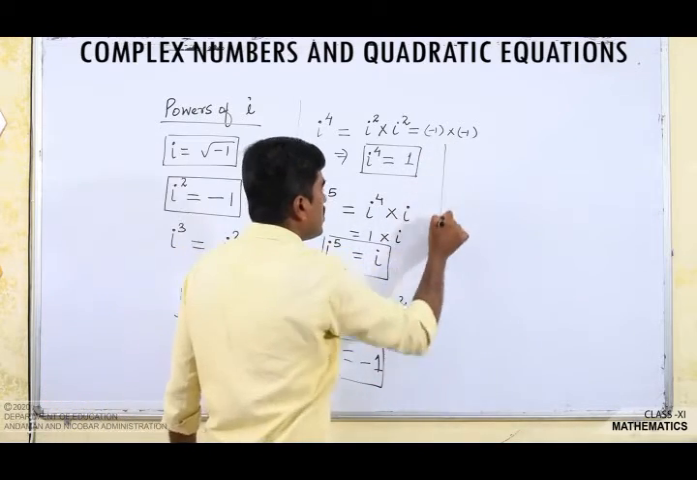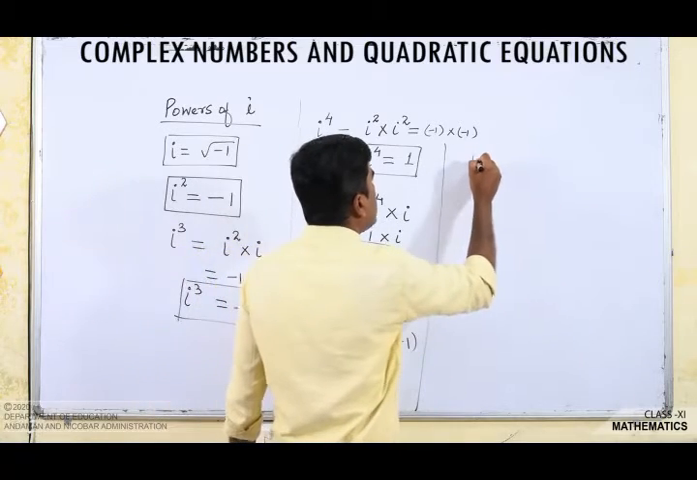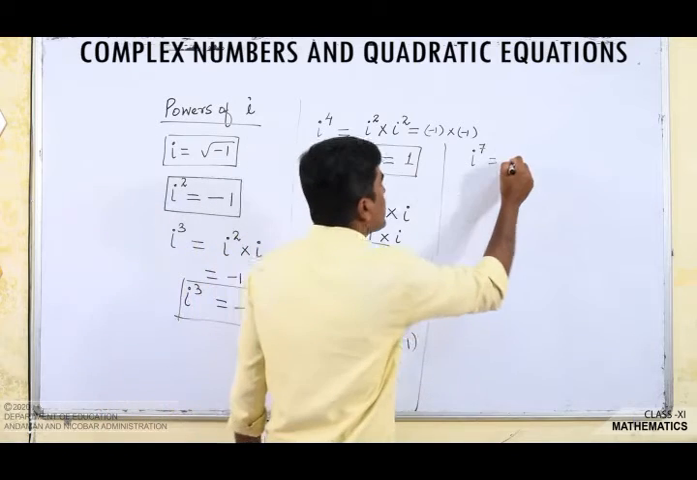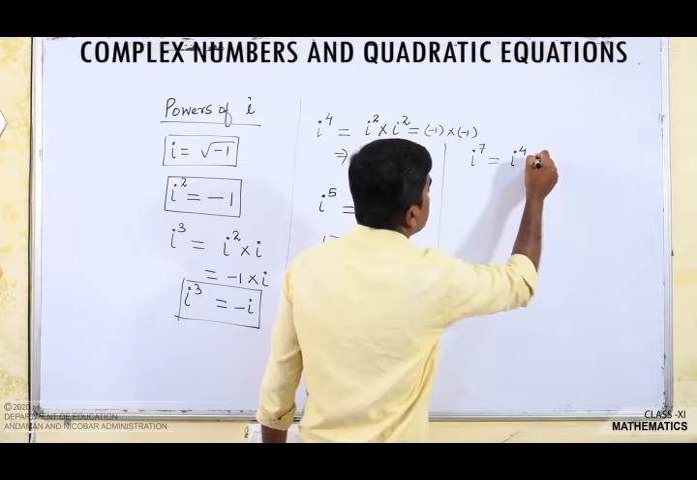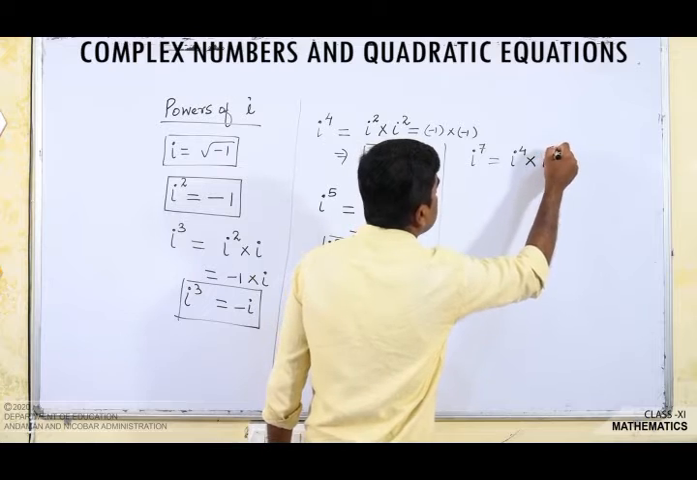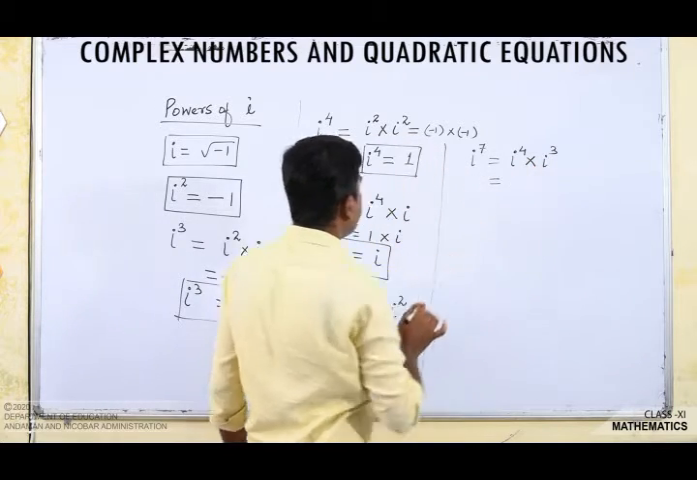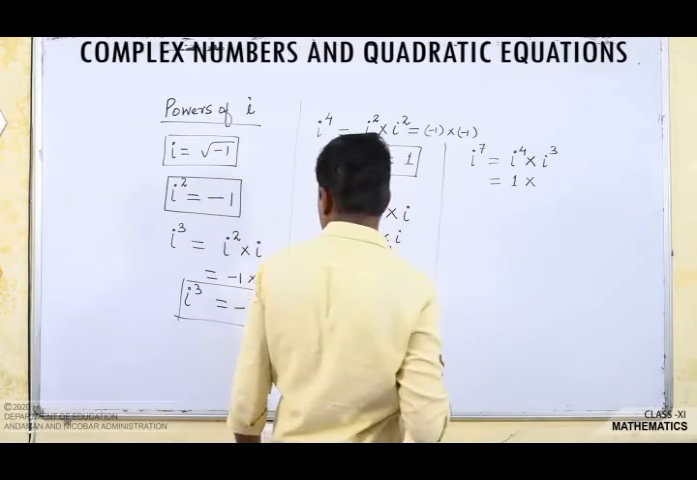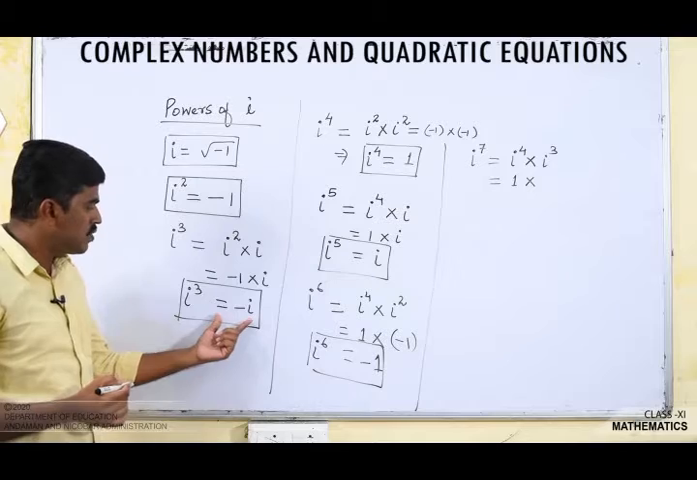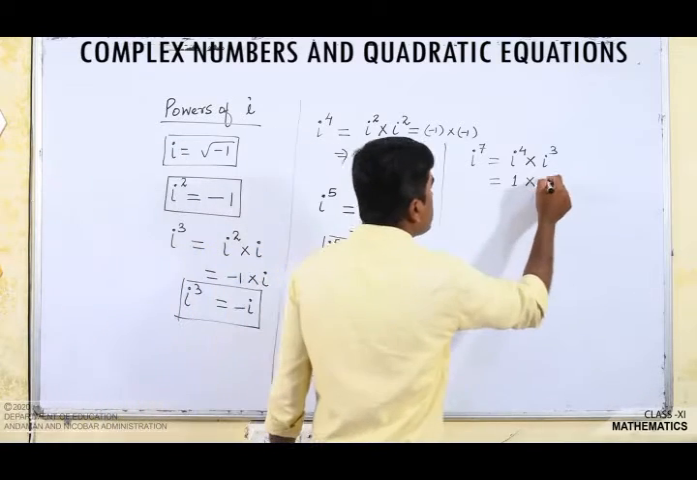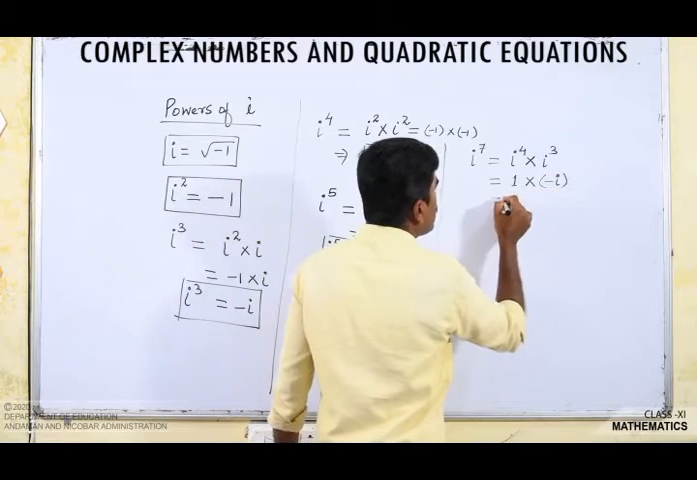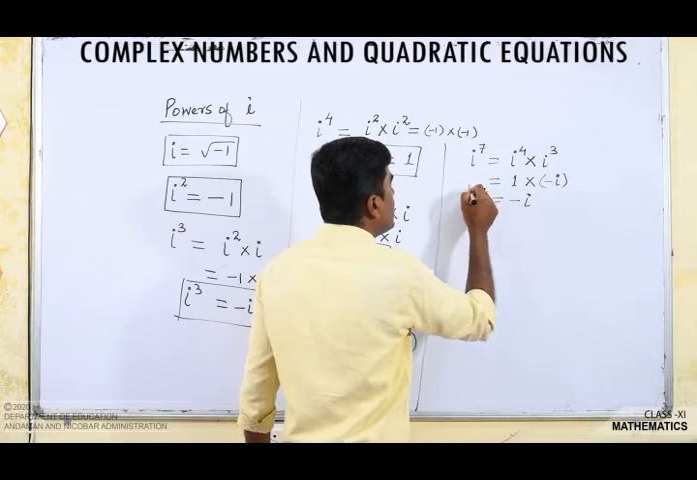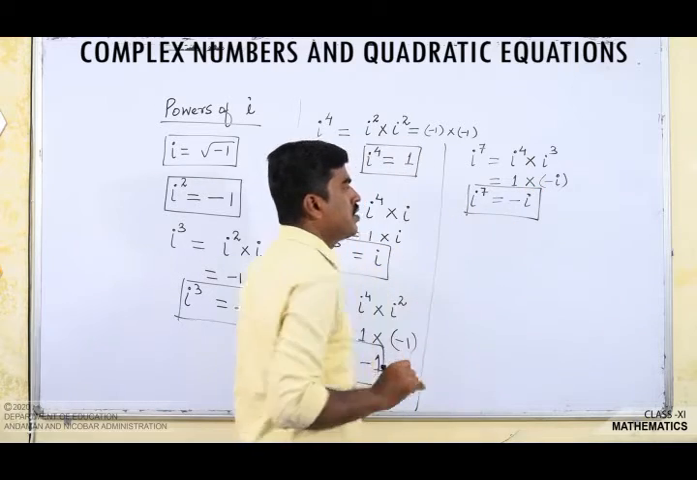Now let us see the value of i power 7. This i power 7 can be written as i power 4 into i power 3. i power 4 is 1, and the value of i cube, directly we can write, is minus i. So this is 1 into minus i, so it is minus i. So i power 7 is equal to minus i.